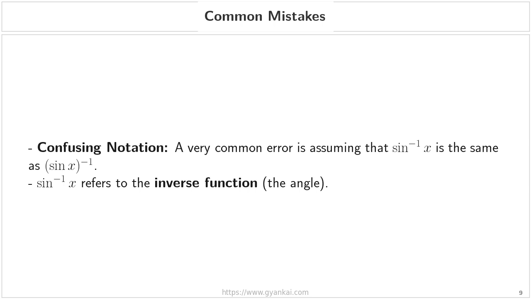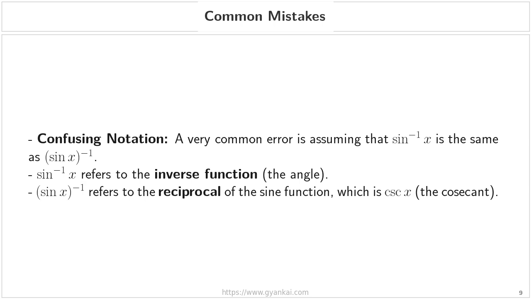Sine inverse of x refers to the inverse function we have been studying, which outputs the angle. In contrast, the quantity sine of x to the power of -1 refers to the reciprocal of the sine function, which is known as the cosecant of x. Please be very careful with this distinction.